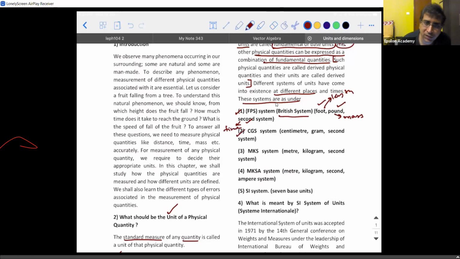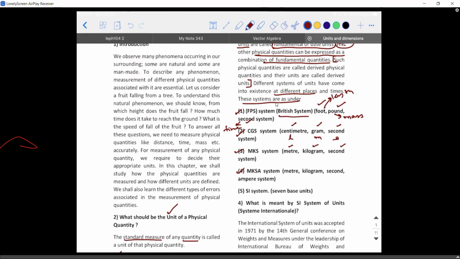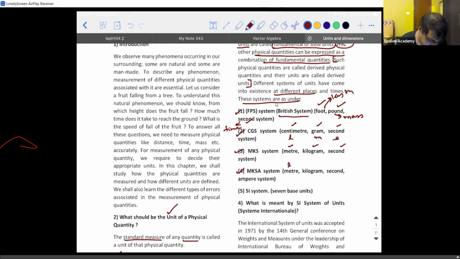Similarly, the next set of units is the CGS system. What is the CGS system? Centimeter, gram, second. Again, centimeter stands for length, gram stands for mass, and this stands for second. Then we have the MKS system. What does MKS stand for? Meter, kilogram, and second. Then you have the MKSA system. In the MKSA system, how many fundamental quantities do you have? 4, sir. What are they? Length, mass, time, and electric current.